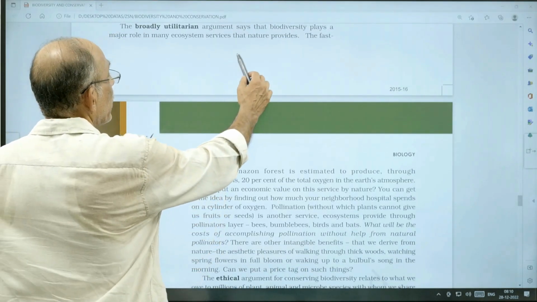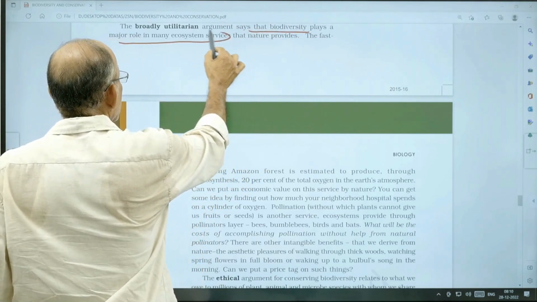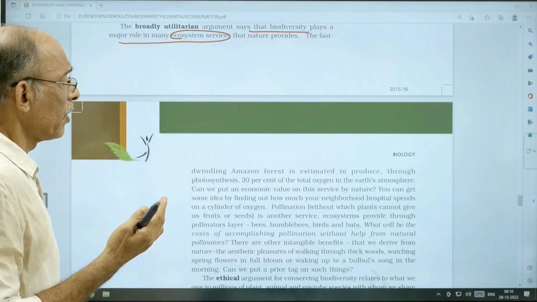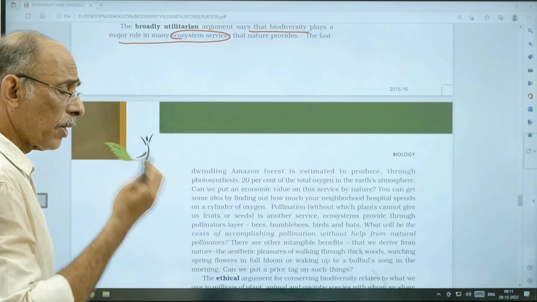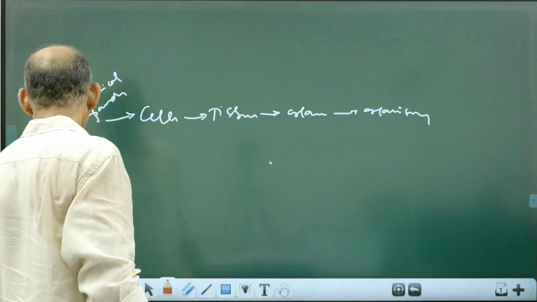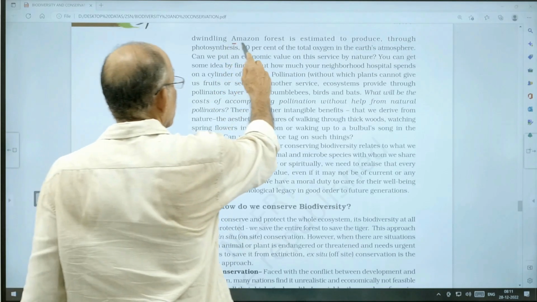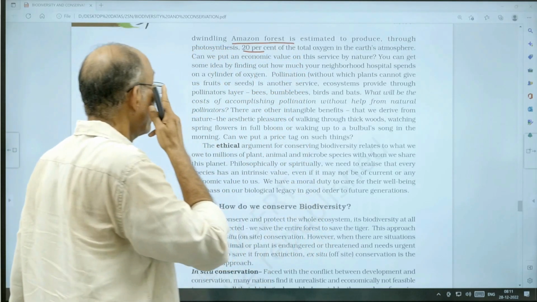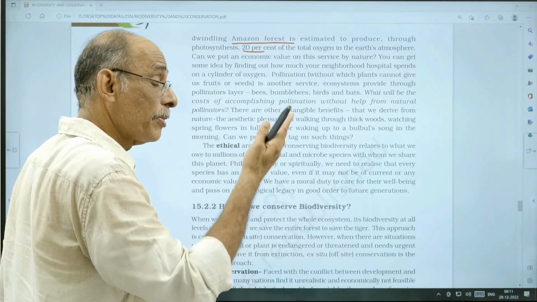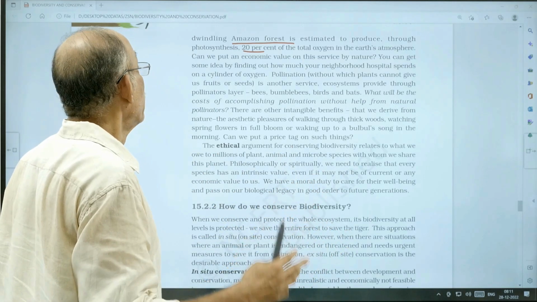Broadly utilitarian means biodiversity plays a major role in ecosystem services. Without our knowledge, biodiversity is giving many ecosystem services. For example, oxygen. The Amazon forest is providing 20% of the total oxygen of the Earth's atmosphere. So if the Amazon forest is degraded, this 20% oxygen is lost. So that is one point.